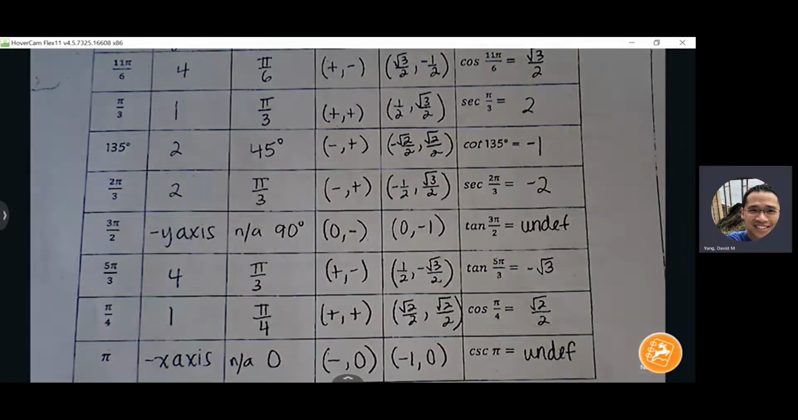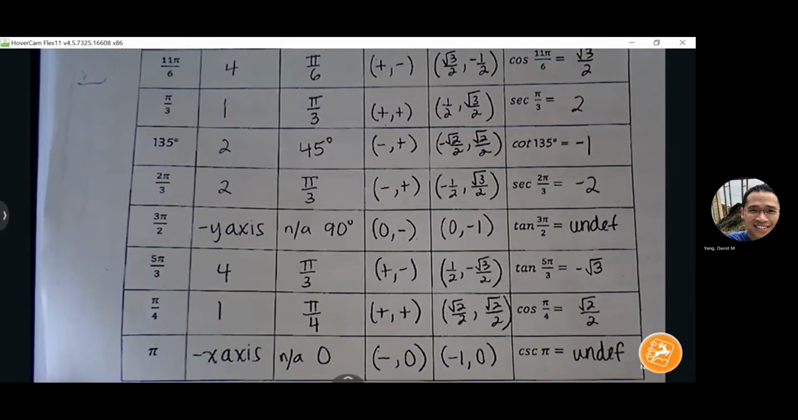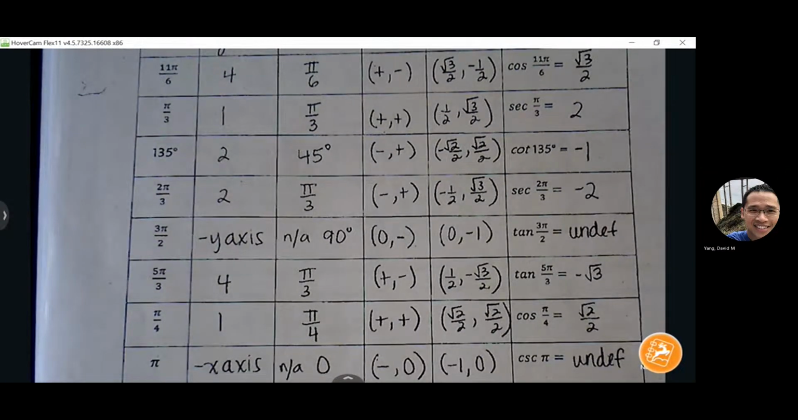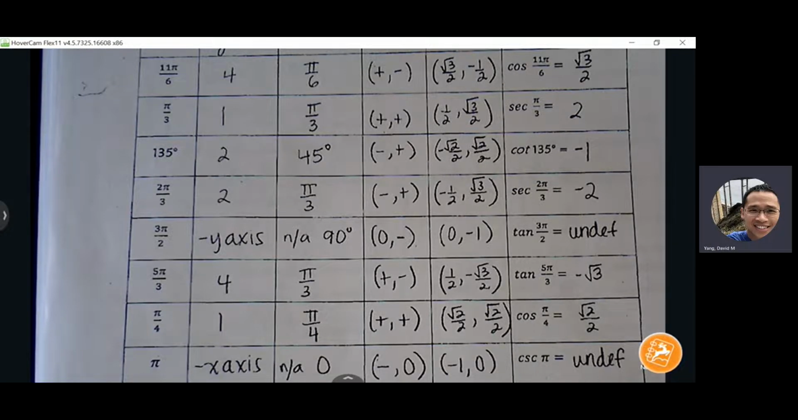Okay, check your answer once you're done. I think it's just nice to know that we can find these values without feeling like we have to fill in the unit circle every time.